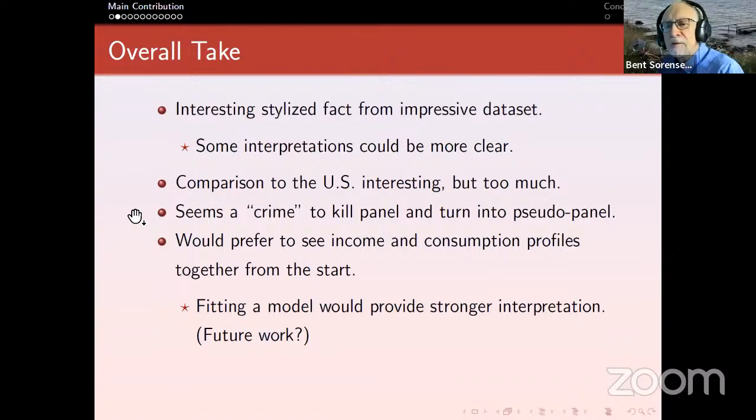But the other thing is, if I had such a beautiful panel, I would consider it a little bit of a crime to turn it into a pseudo panel. That's certainly nothing I have ever done. I've used pseudo panels wishing I had a panel, but that's the opposite. So fitting a model would obviously be the idea, and that can take many forms. It can be a stylized written down model, all the way to a more elaborate computable structural model.